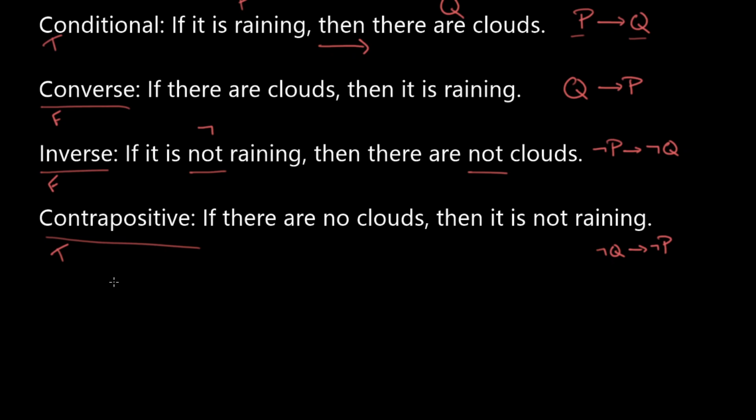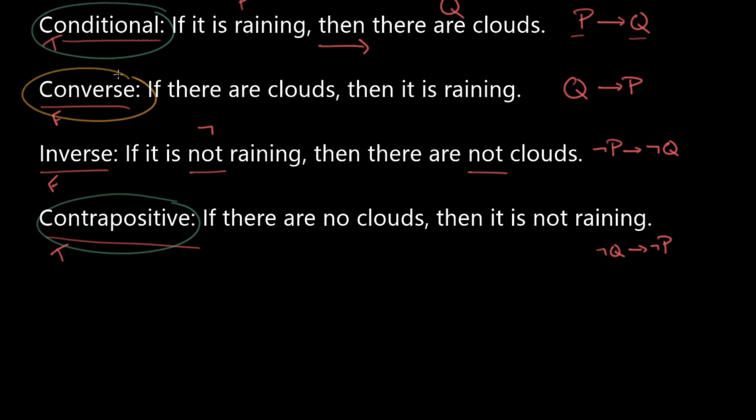So it will not always be the case that if my conditional statement is true, my converse and inverse are false and my contrapositive is true. It could be the case that they're all true, or they could all be false, or my conditional and contrapositive could be false while my converse and inverse are true. But there are certain pairs that really matter. I'll label these. My conditional statement will always have the same truth value as my contrapositive, and my converse will always have the same truth value as my inverse.